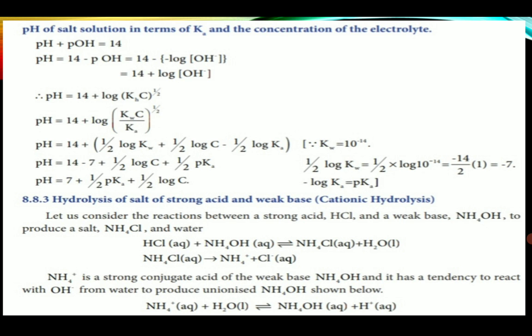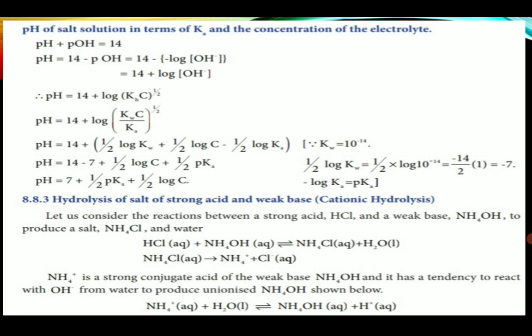The next one, hydrolysis of strong acid and weak base. The strong acid is HCl and the weak base, in this case, is ammonium hydroxide. So HCl and ammonium hydroxide react and give ammonium chloride plus water. This is the equation. This ammonium chloride dissociates into NH4 plus ion and Cl minus ion.